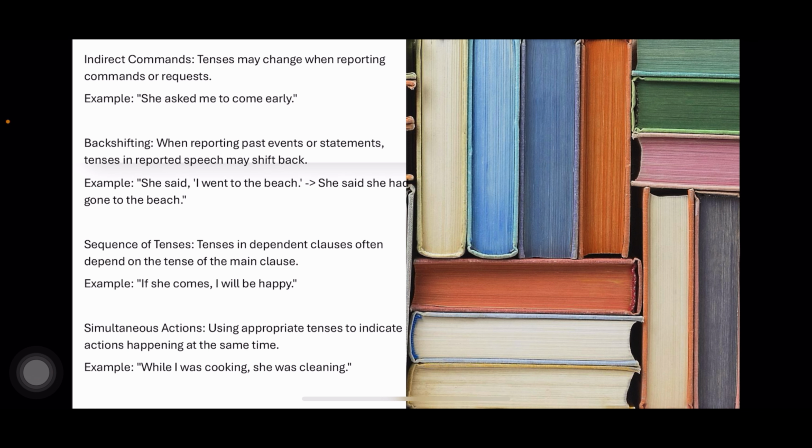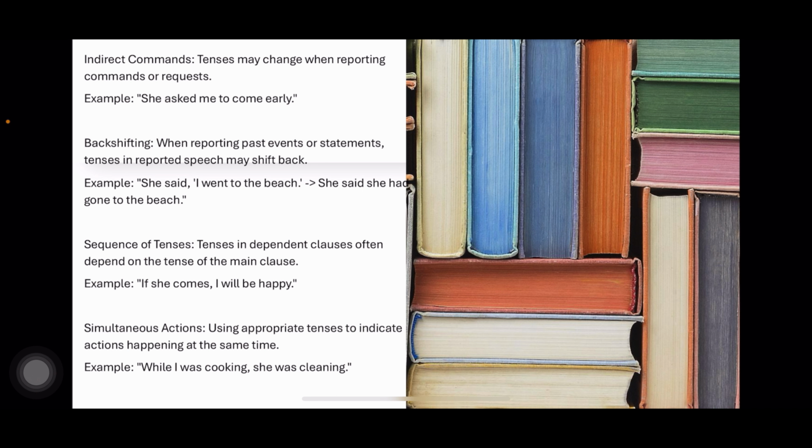Indirect commands. Tenses may change when reporting commands or requests. She asked me to come early. Backshifting. When reporting past events or statements, tenses in reported speech may shift back. She said, I went to the beach.